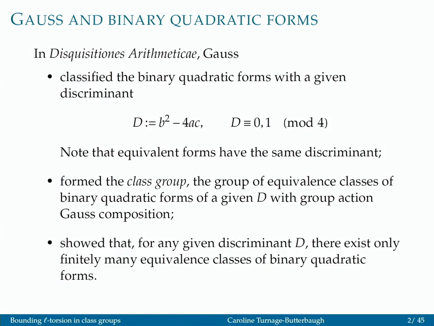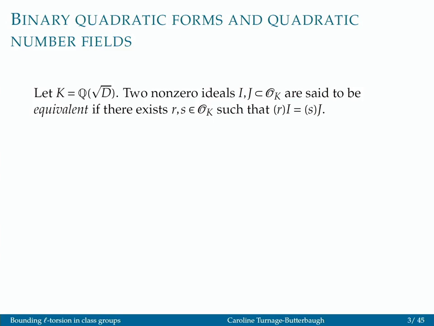OK, so what does this have to do with number fields? Well, on the other side of things, you can think about a quadratic number field K. And now we want to talk about what it means for two non-zero ideals to be equivalent. They're equivalent if you can find an R and S in the ring of integers OK, such that this relationship holds.